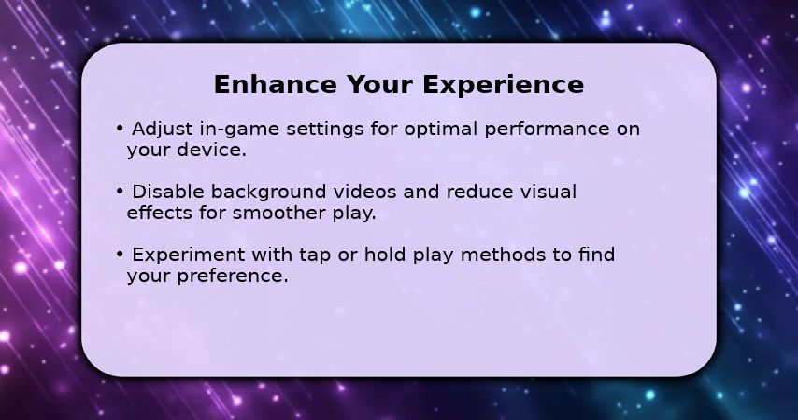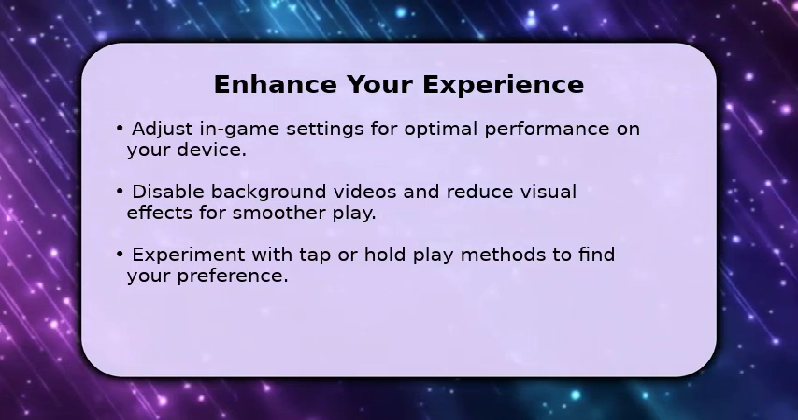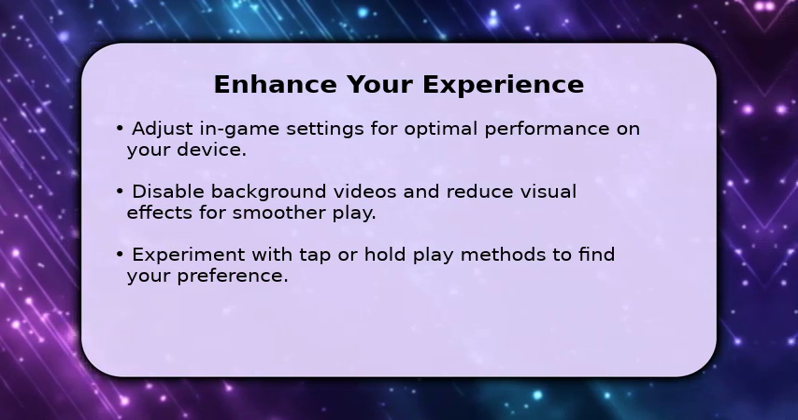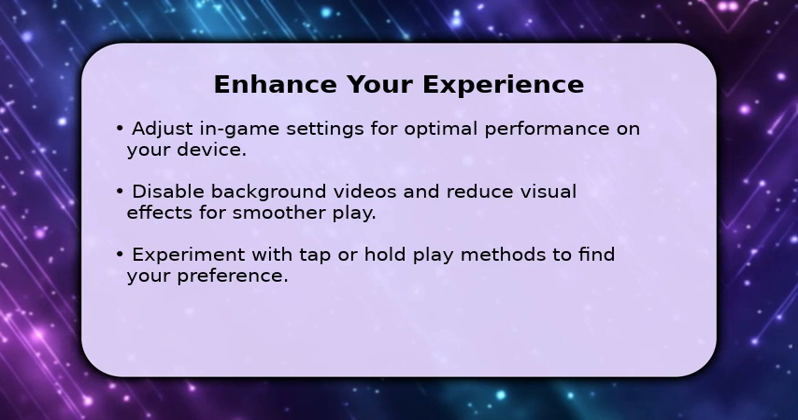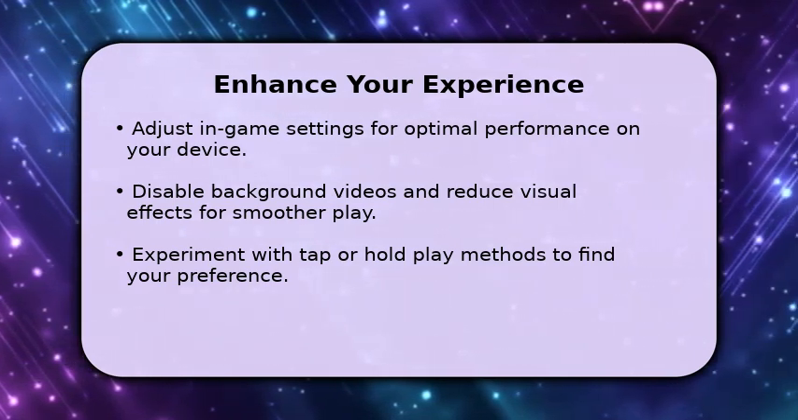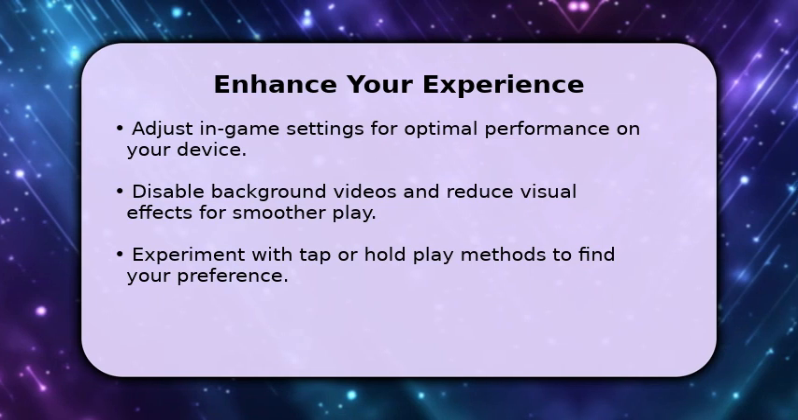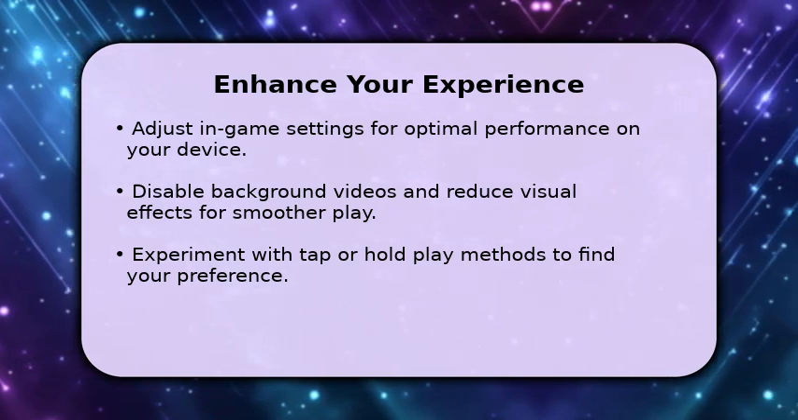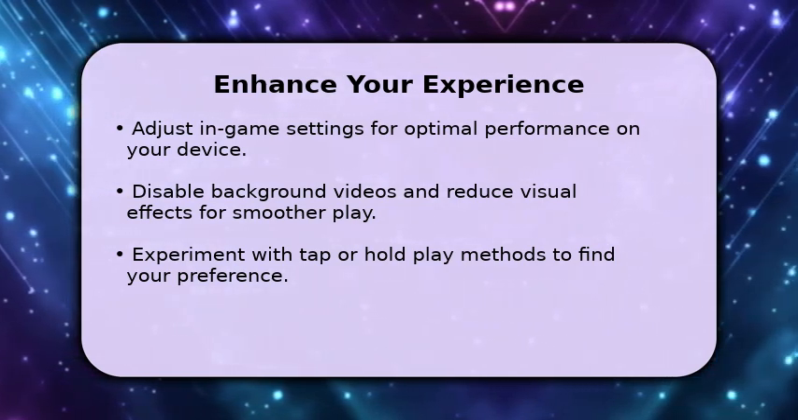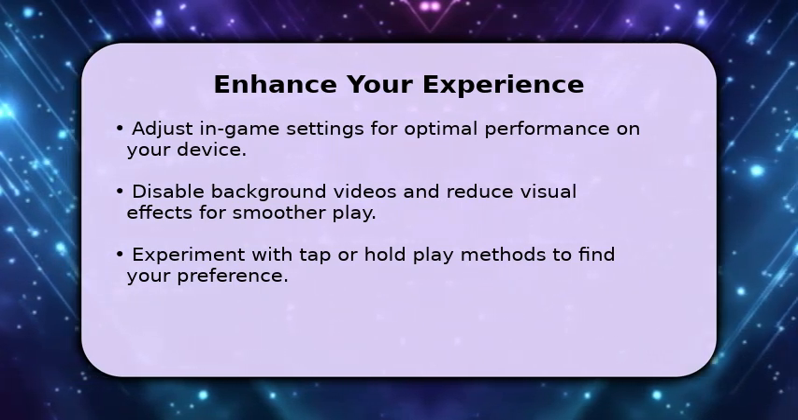To get the best experience, optimize your in-game settings. For smoother gameplay, especially on older devices, consider disabling background videos and reducing visual effects. You can choose between a tap method, where you tap each circle, or a hold method, which mimics a computer mouse. Many players find a stylus offers greater precision and control, potentially improving your accuracy and scores. Experiment to find what works best for you.